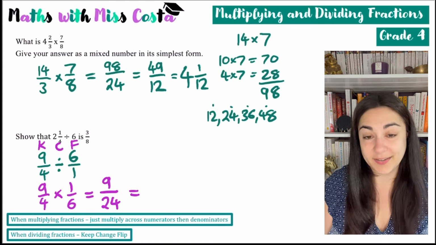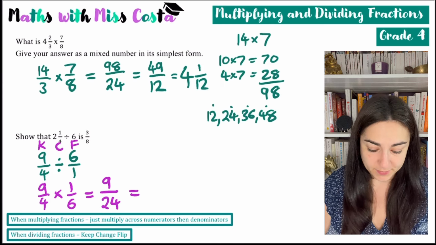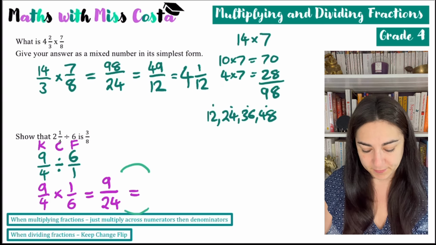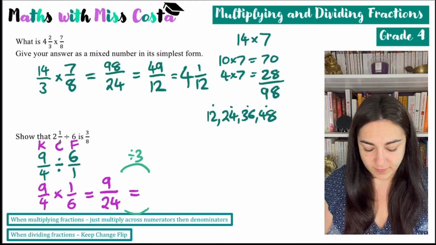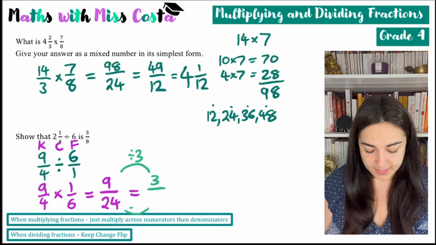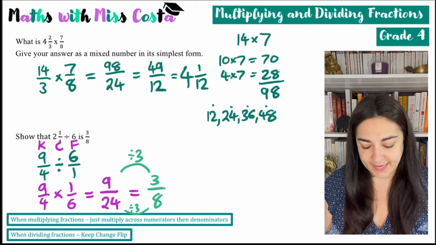And then it says show that it is 3/8. So all I'm going to do is simplify. So find a number that divides into both of them. 9 divided by 3 is 3. And 24 divided by 3 is 8.